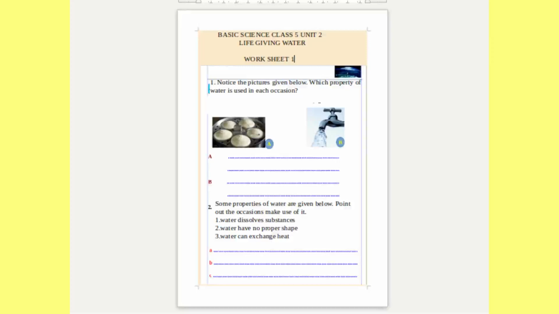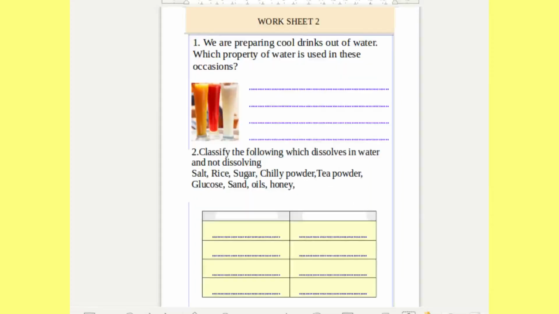Some properties of water are given below. Point out the occasion. Make use of it. 1. Water dissolves substances. Water has no proper shape. Water can exchange heat.